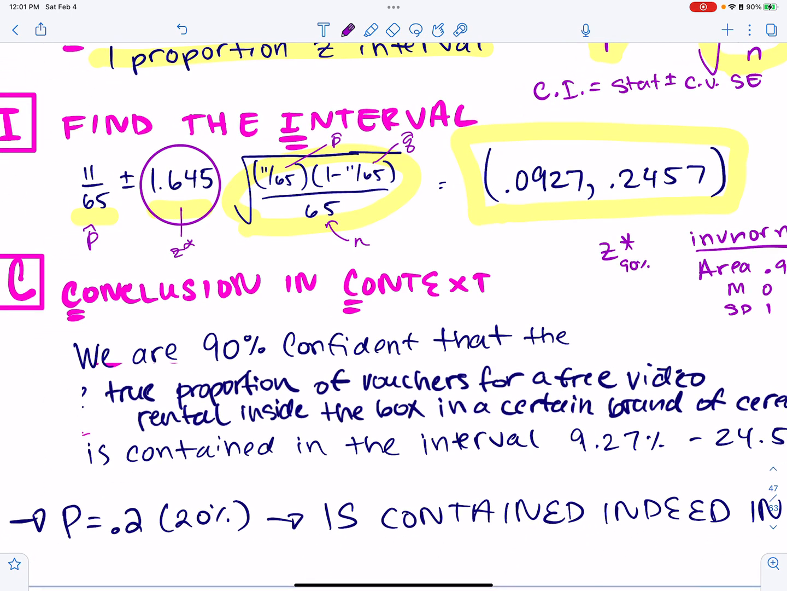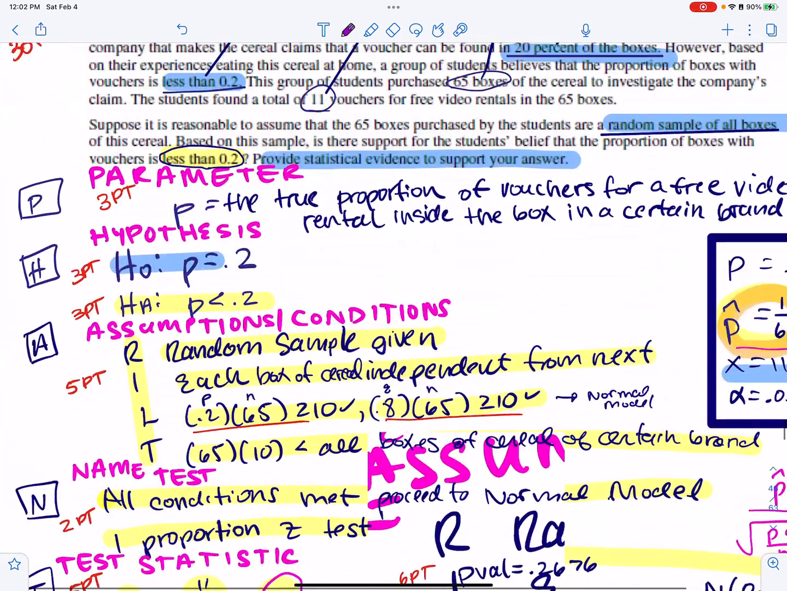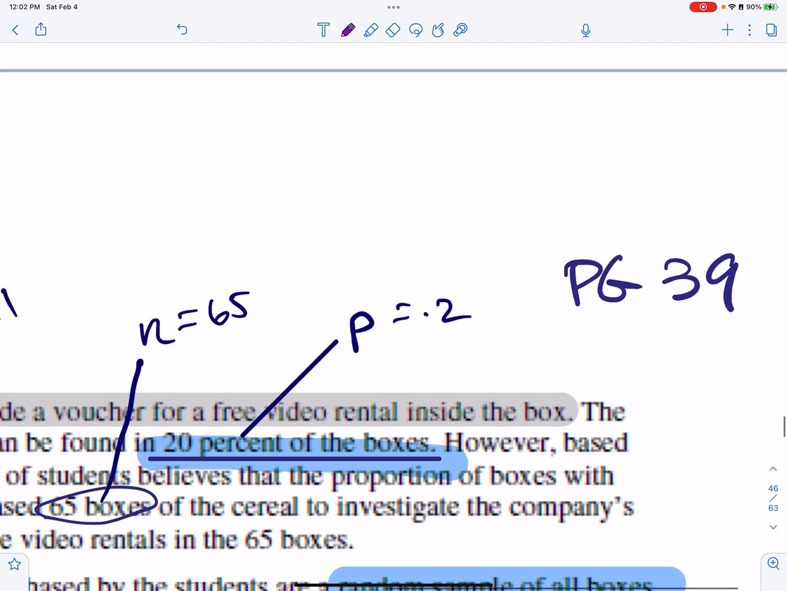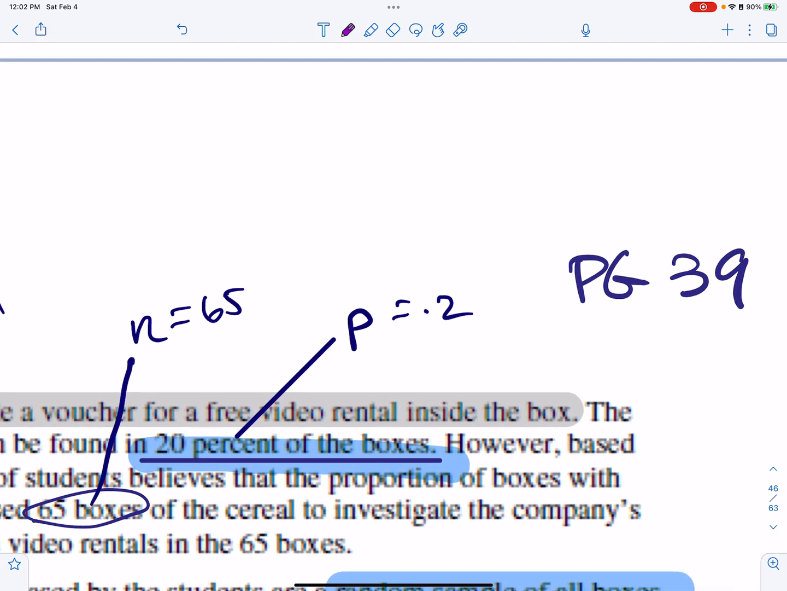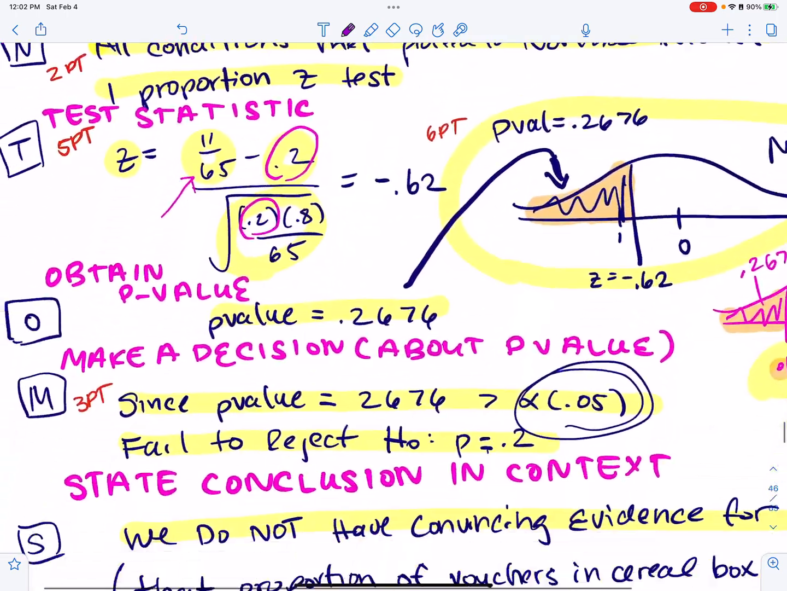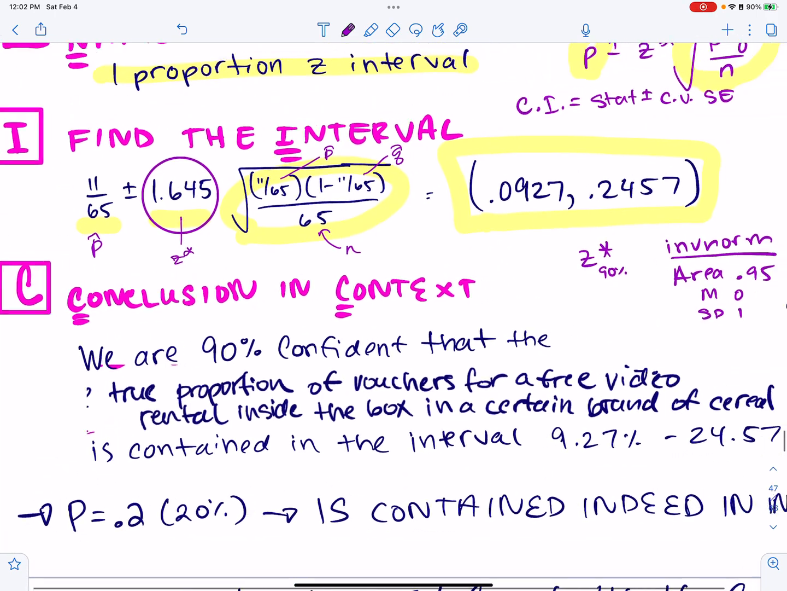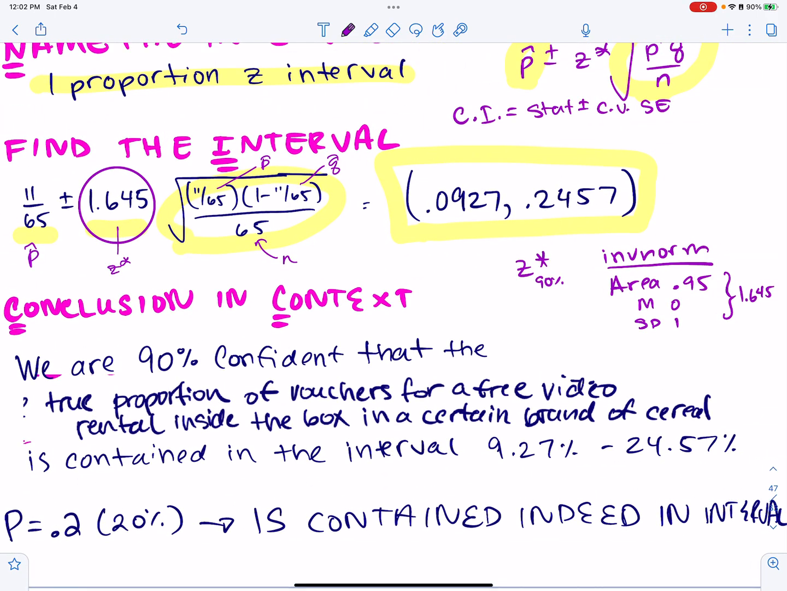So if you notice, my true proportion way back in the problem was P is equal to 20%. It says 20% of the boxes. What that means is the owner of the machines, the manager of the machines, or whoever programmed the machines, programmed them to put vouchers in 20% of the boxes. So that's what we believe to be true. So we found that 20% is actually contained inside the interval. And we were 90% confident that it would contain it. Well, we indeed found that absolutely yes, it did.